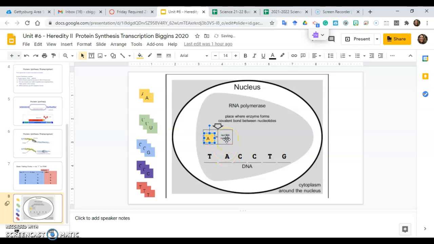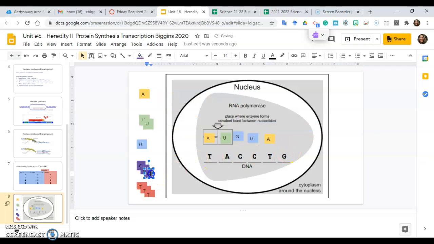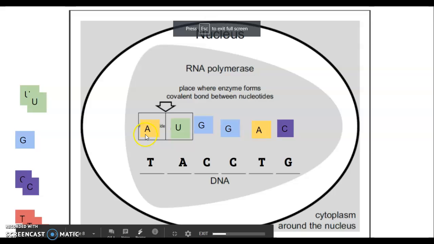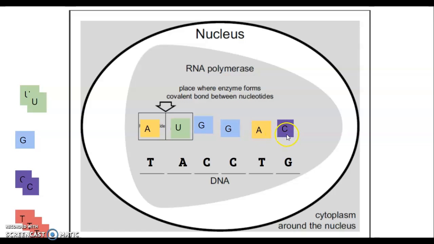A pairs with, hopefully you're saying U, because remember there is no T in mRNA. C pairs with G. T pairs with an A. And G pairs with a C. So now we just made our complementary or mRNA strand that reads AUG GAC, and that is now our mRNA strand.